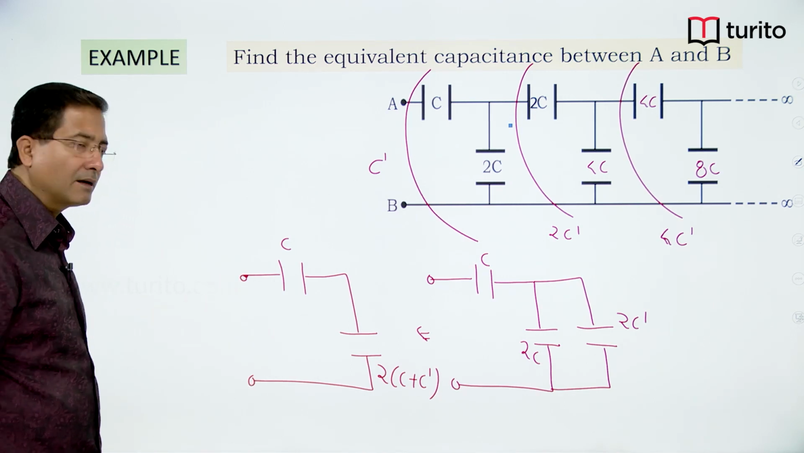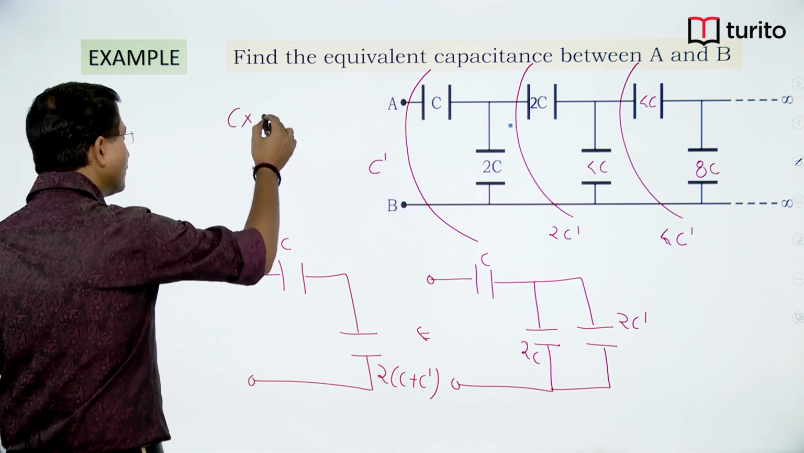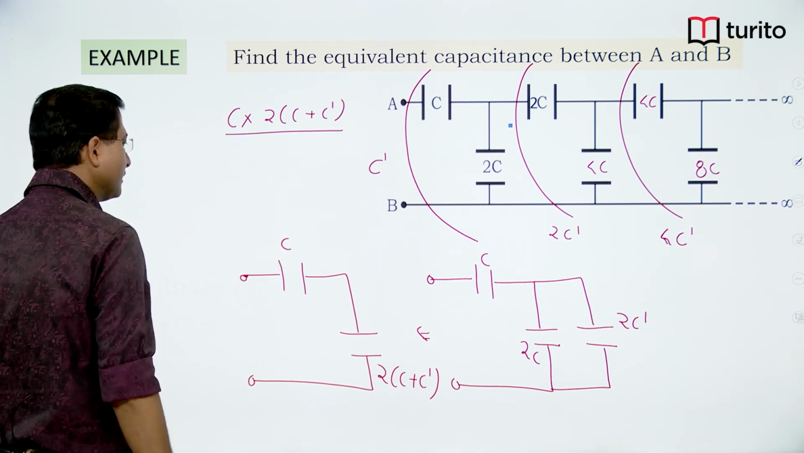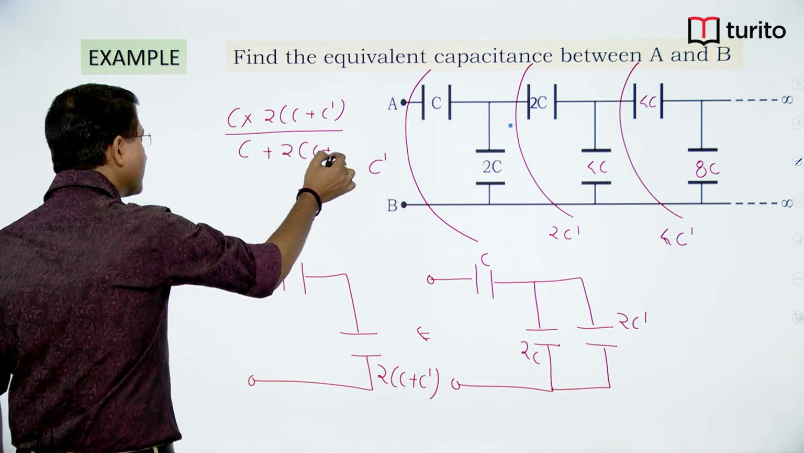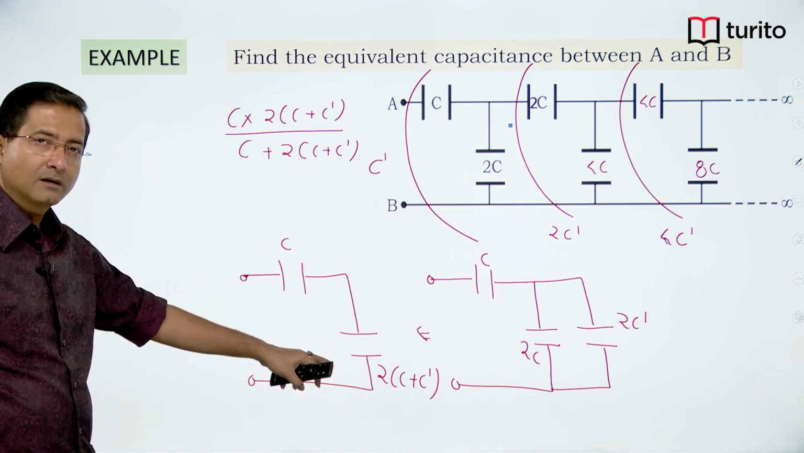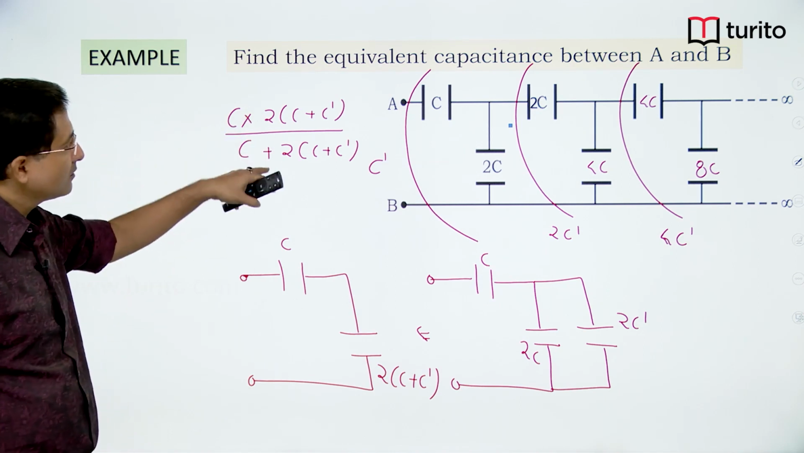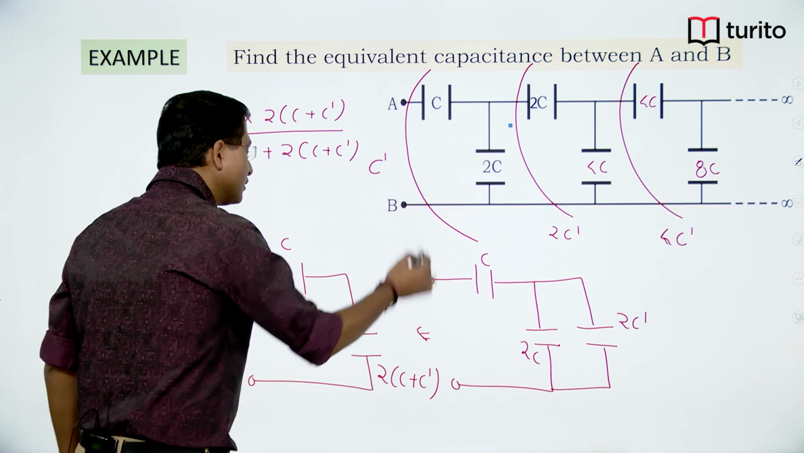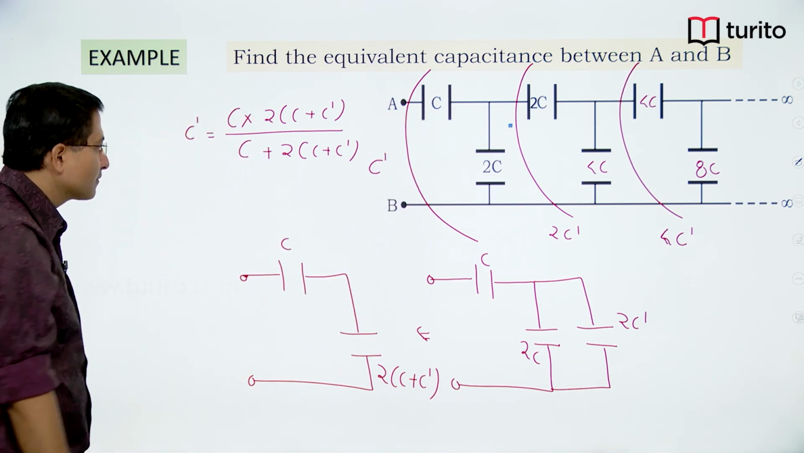Now, these two are connected in parallel, I can write C into 2C plus C dash divided by C plus 2C plus C dash, right. These two are connected in series. The series formula is C1 C2 upon C1 plus C2, that I have applied, and the resultant that I am getting here must be equal to C dash across AB. So, this I will write as C dash.